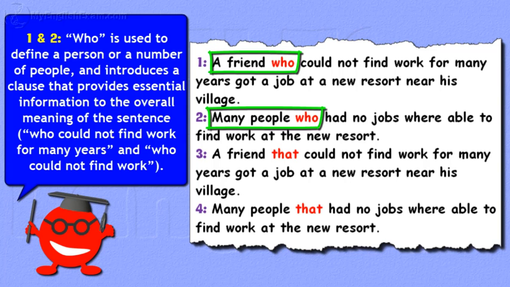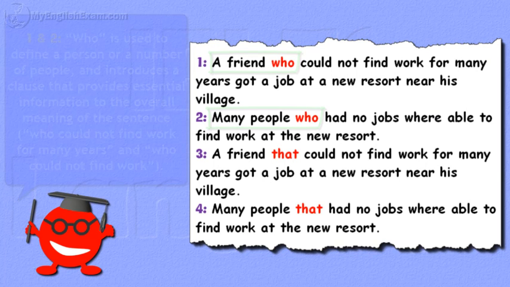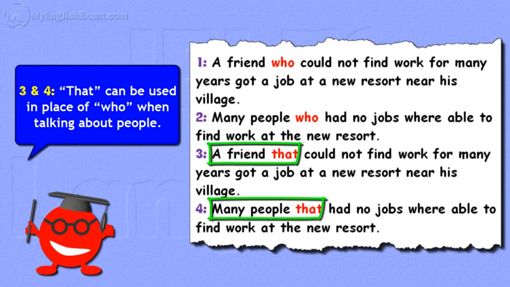Examples 1 and 2. Who is used to define a person or a number of people, and introduces a clause that provides essential information to the overall meaning of the sentence. Who could not find work for many years, and who could not find work. Examples 3 and 4. That can be used in place of who when talking about people.